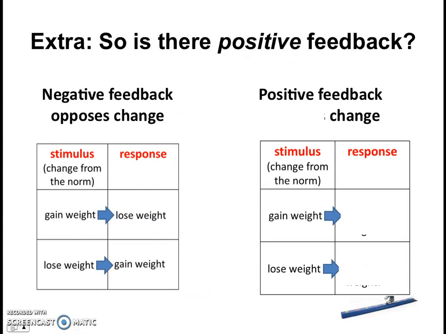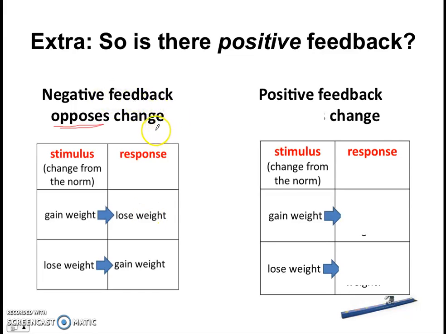So you might be wondering, if there's negative feedback, is there such a thing as positive feedback? And in fact, there is. And this is a bit of extra, but I think by understanding positive feedback, you will understand negative feedback better. So we saw that negative feedback opposes change, right? So for example, if we gain weight, then I will lose weight to go back to my original weight. If I lose weight, I will gain weight to go back to my original weight. So it opposes the change.